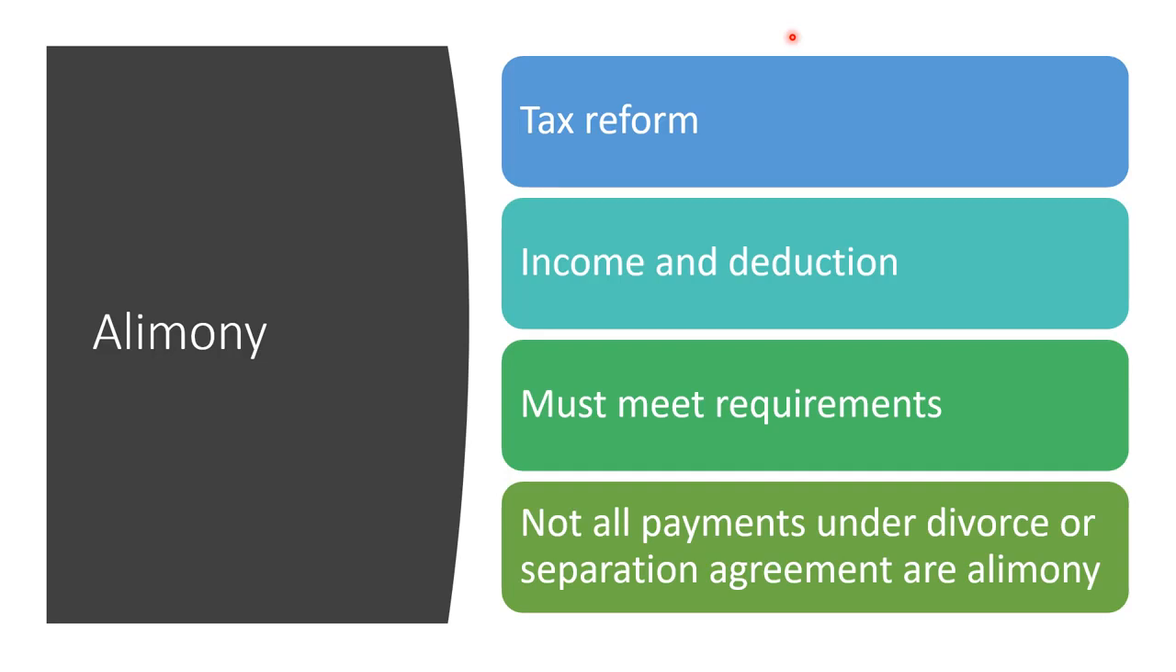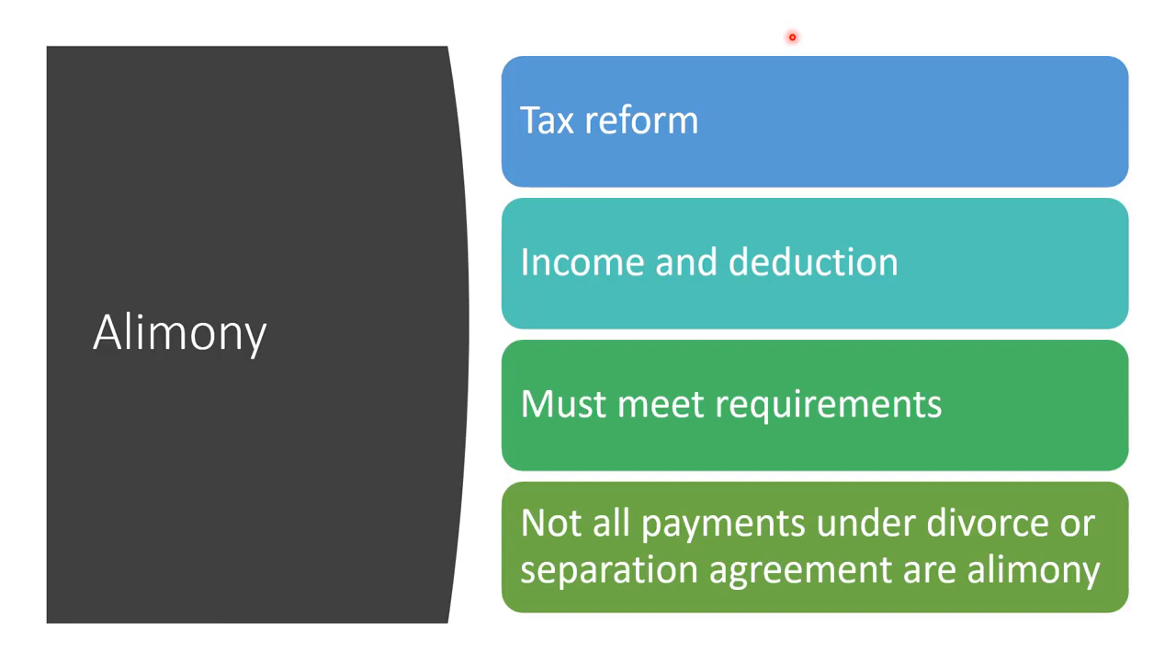Amounts paid to a spouse or a former spouse under a divorce or separation instrument, including a divorce decree, a separate maintenance decree, or a written separation agreement, may be alimony for federal tax purposes. Alimony is deductible by the payer spouse, and the recipient spouse must include it in income.